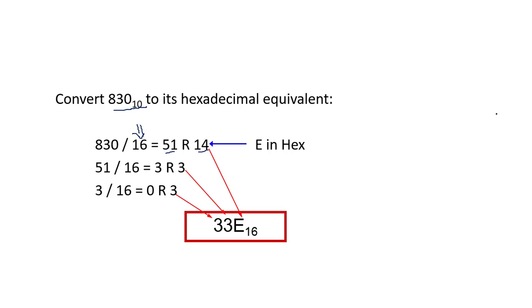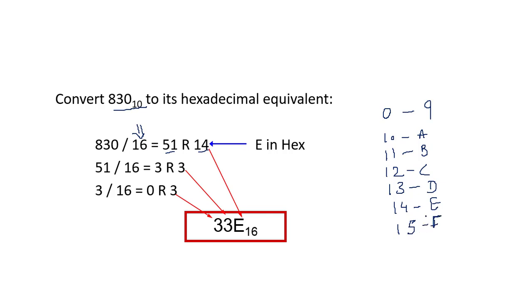Now please understand, हेक्साडेसिमल में हमारे पास 0 to 9 है. उसके बाद हमारे पास 10 is equivalent to A, 11 is equivalent to B, 12 is equivalent to C, 13 is equivalent to D, 14 is equivalent to E, and 15 is equivalent to F. Now you can ask me a question, how do you play around with this?